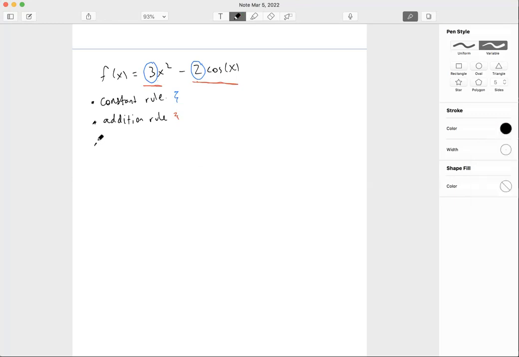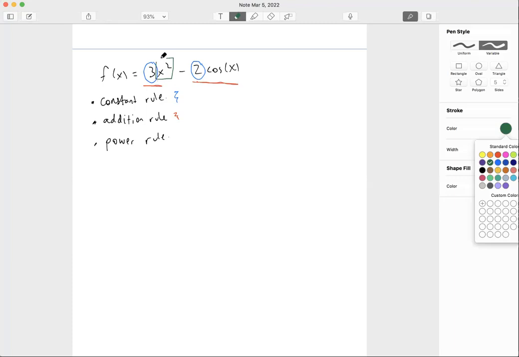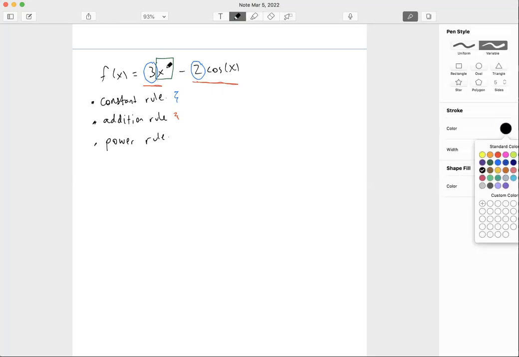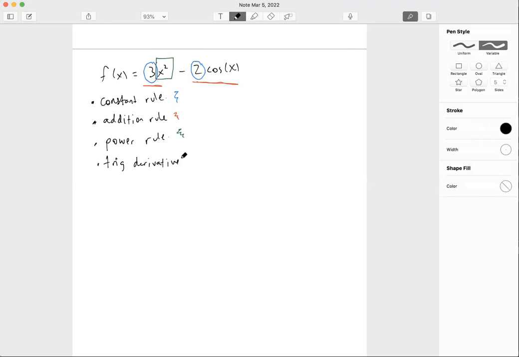And we'll be using the power rule. So the power rule, that's when we have something like x to the integer power, or sorry, x to a number power. This is a 2. The power rule is used for these types of functions, like x squared. And then finally, we have just the trig derivative of cosine.